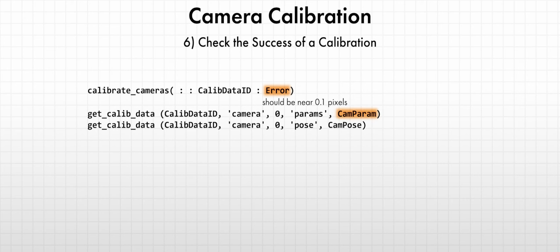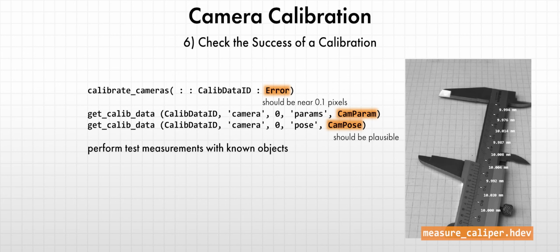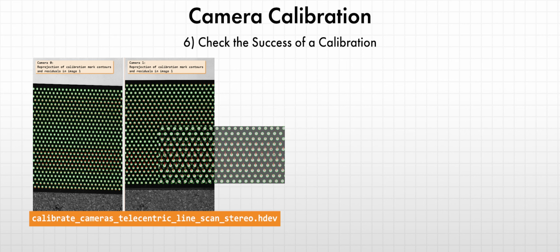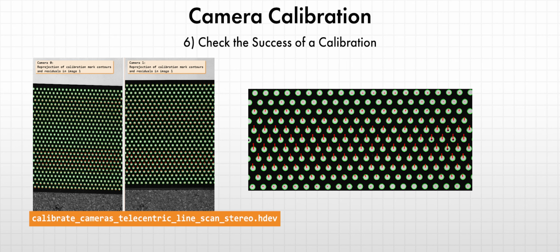Additionally, the internal and external camera parameters should be plausible. This means that they should be close to the expected values from your physical setup. We also recommend performing some test measurements with objects with a well-known size. In this HDevelop example, we reproject the calibration mark contours and residuals back onto the image using the calibration data. Thus, you can check whether the HALCON camera model can model your setup.